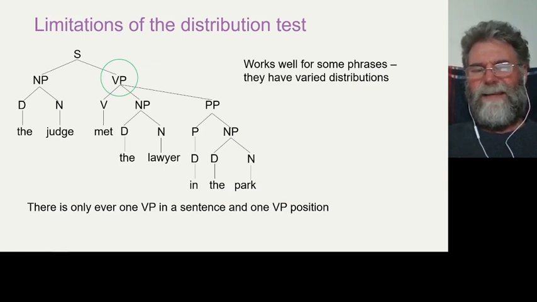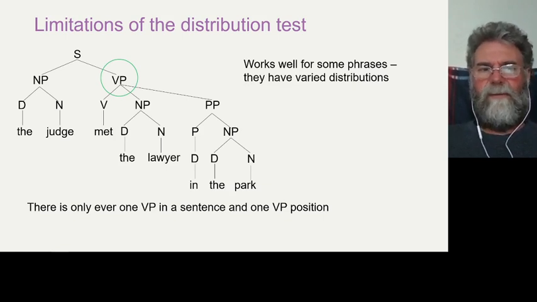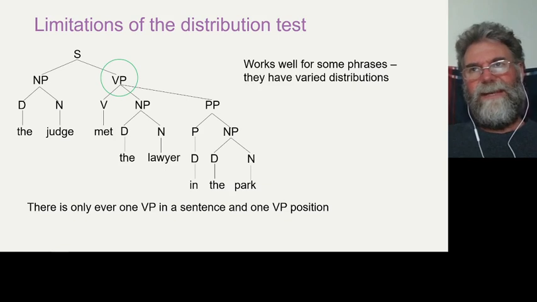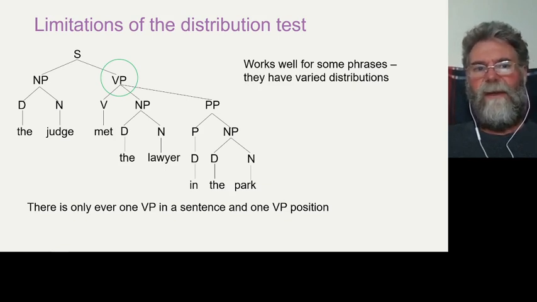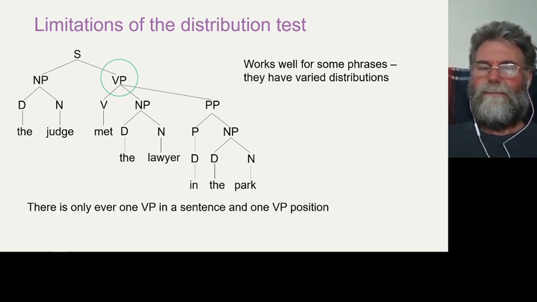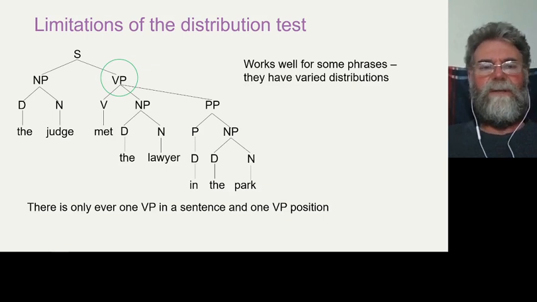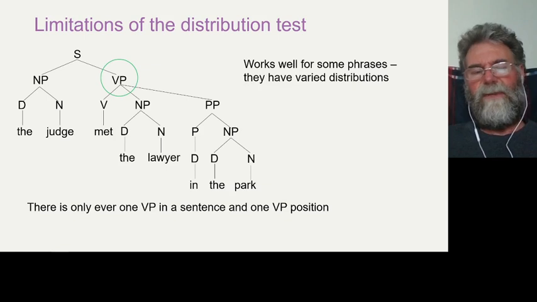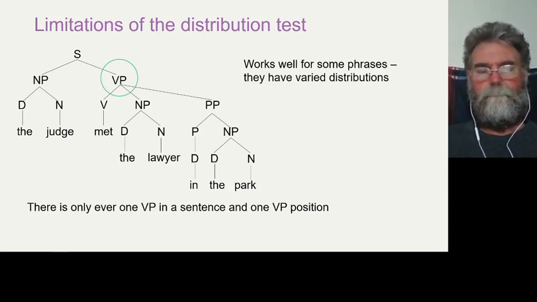The verb phrase is more limited. In fact, you only ever get one verb phrase per sentence. And furthermore, it tends to go in exactly the same position in every sentence. So its distribution is not as varied, and therefore it's more difficult to show that we've got a verb phrase made up of a verb plus something that follows it in terms of distributional arguments.